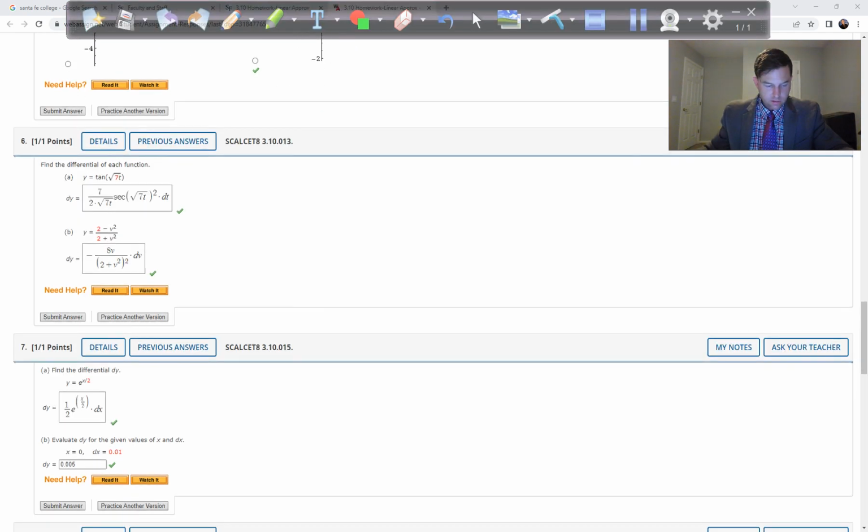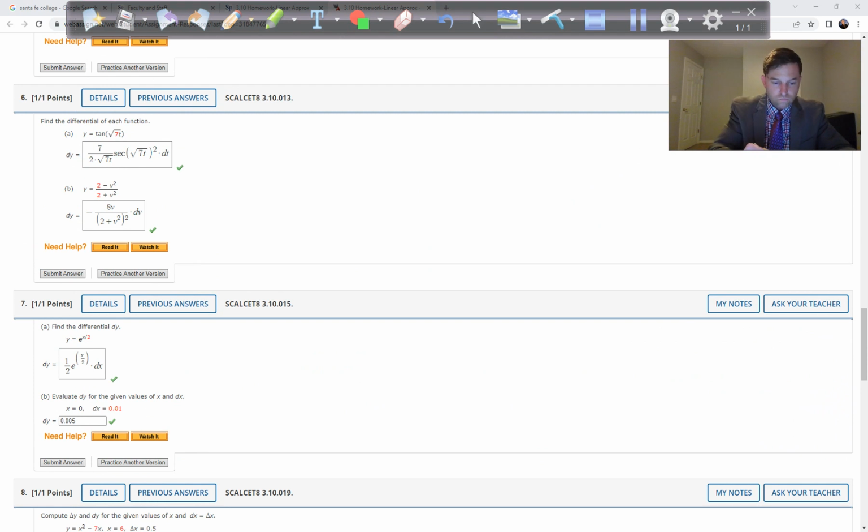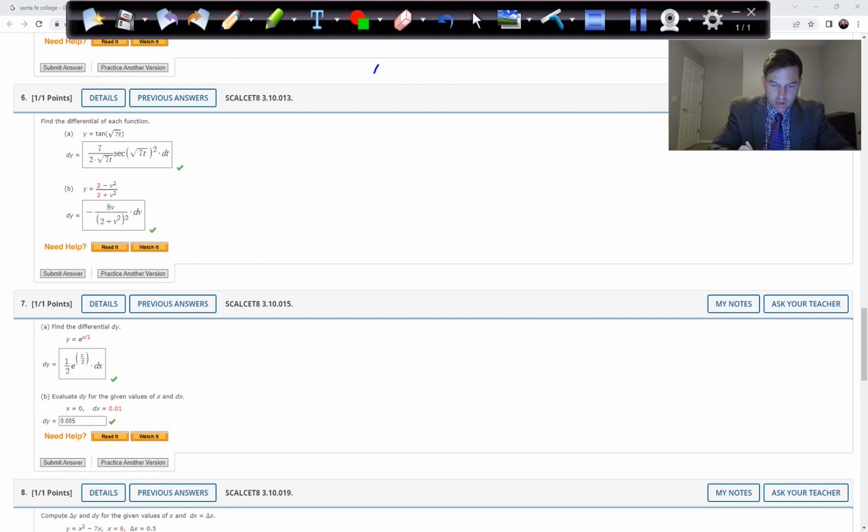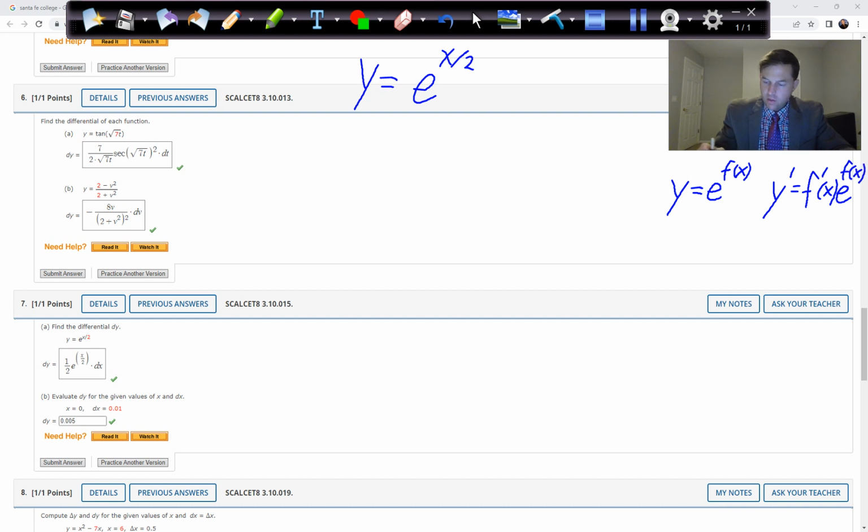Problem 7. Okay, find the differential. We have y equal to e to the x over 2, and we recall if y equals e to some function of x, y prime is the derivative of that function times e to that function. So we always get e to that function back out, but in front of it we put the derivative of that function. So dy would be the derivative of 1/2 x, which is 1/2 dx, e to the x over 2.